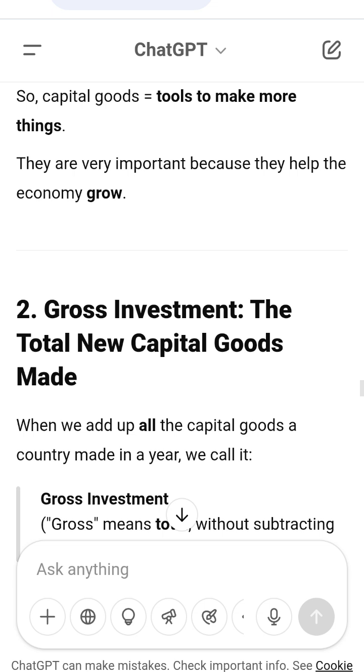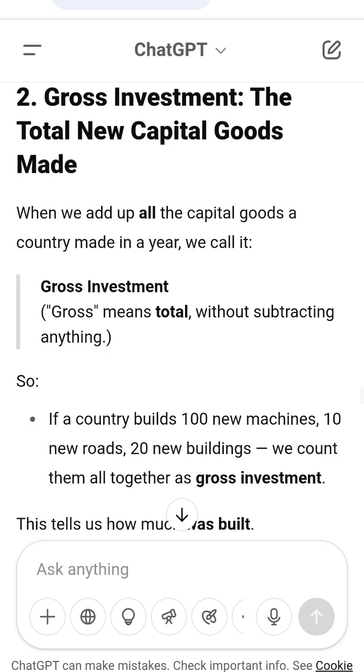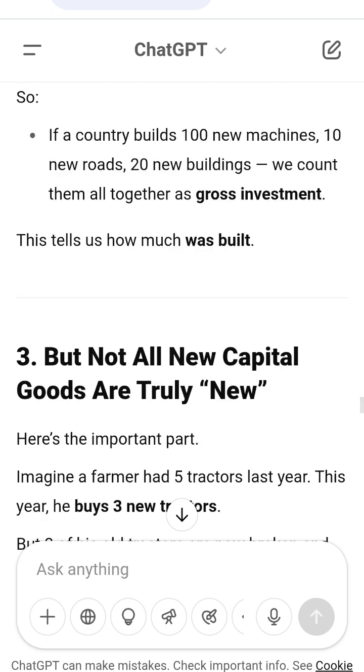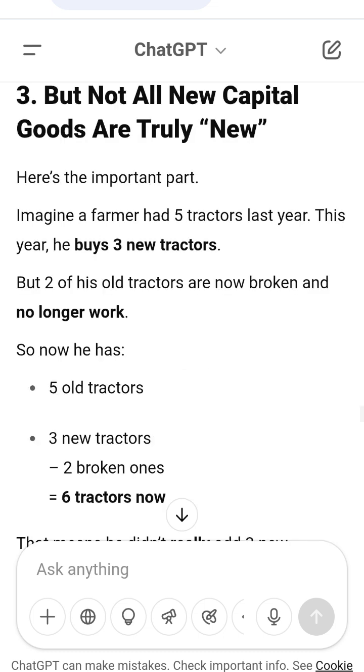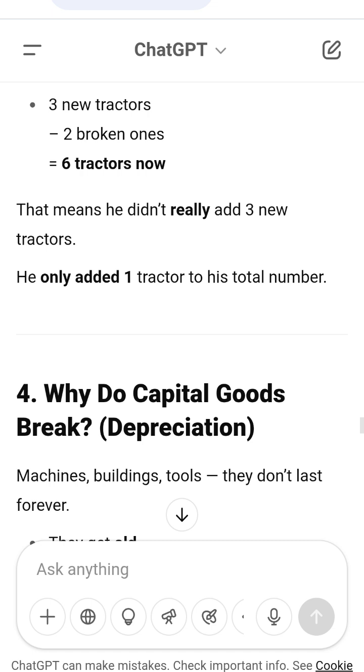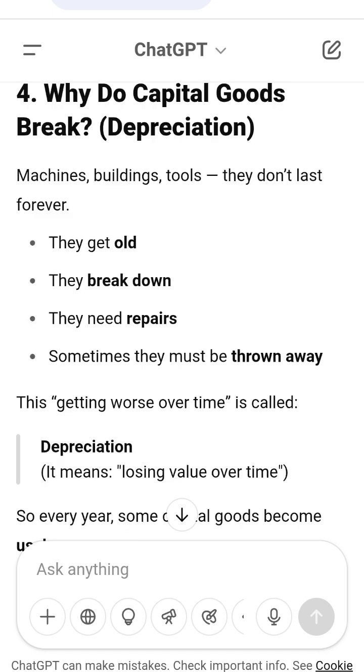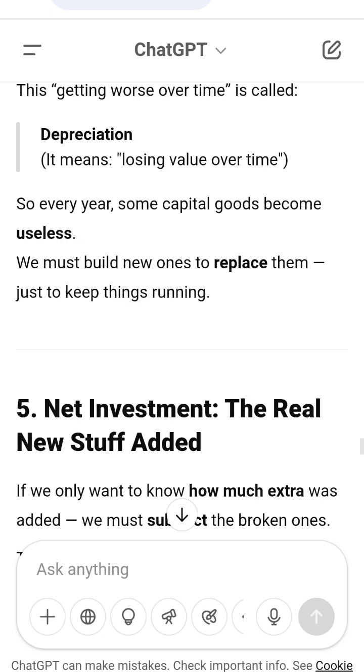Flows are defined over a period of time. This is the final point. Flows happen over time. They always need a start and end time. Real life examples. Item, stock or flow. Why? Example. Rs 2,000 in your wallet. Stock. It's what you have now. I have 2,000 today. Rs 25,000 monthly salary. Flow. It's what you earn every month. I earn Rs 25,000 per month.